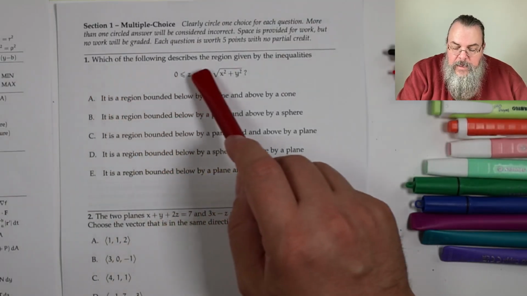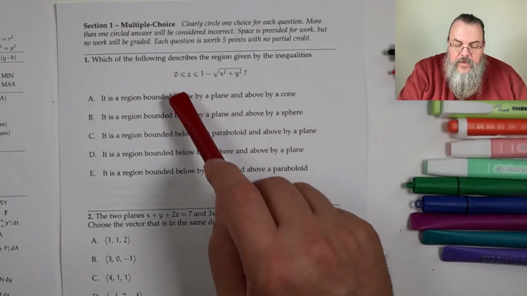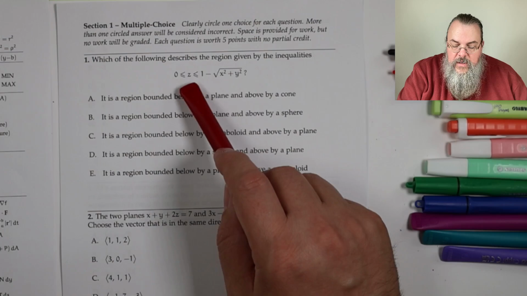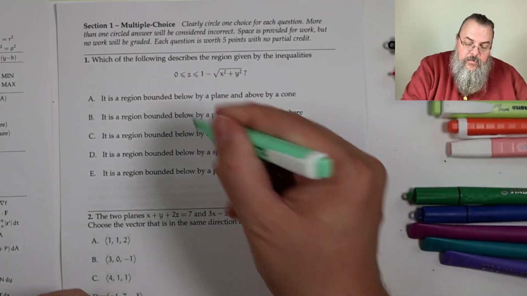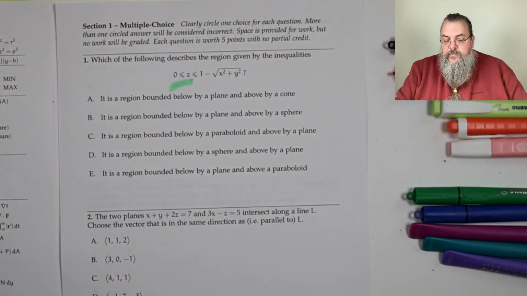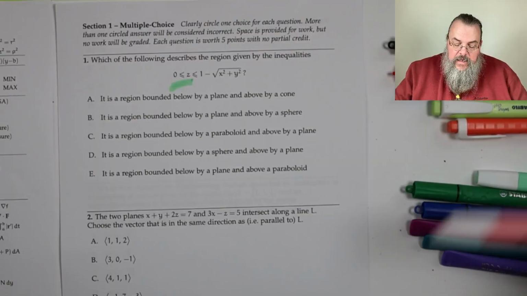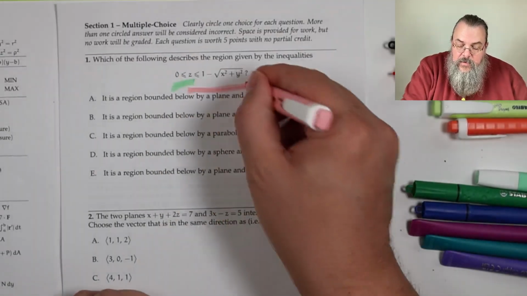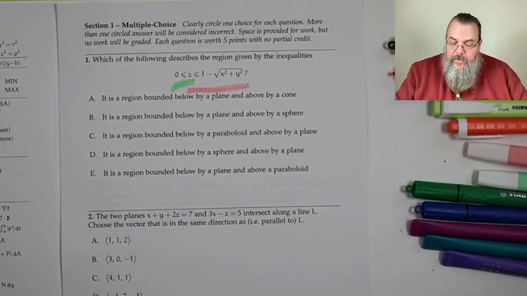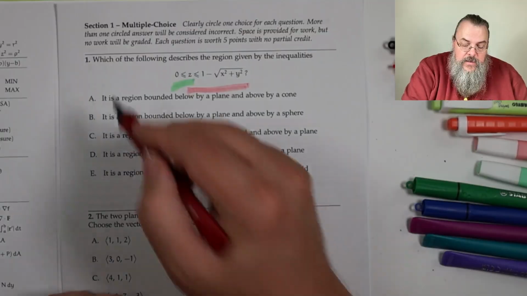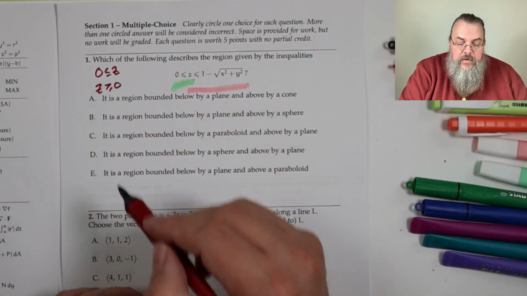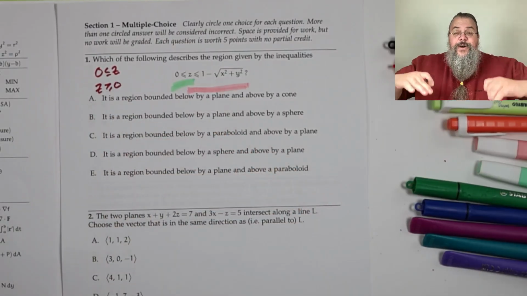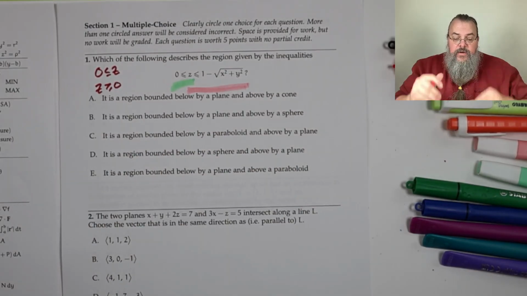Which of the following describes the region given by the inequalities 0 less than or equal to z, z less than or equal to 1 minus the square root of x squared plus y squared? Notice here it really is 2 inequalities. We have the first, 0 less than or equal to z, and the second, z less than or equal to 1 minus the square root of x squared plus y squared. The first one we could write as z greater than or equal to 0, which just says our z coordinate is greater than or equal to 0.